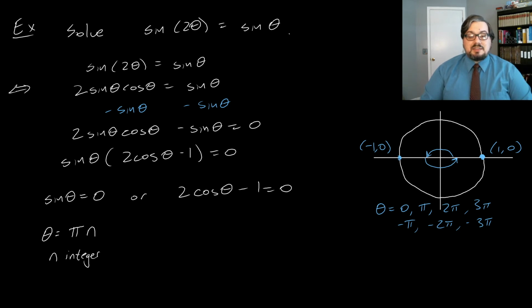Now for 2 cosine theta minus 1 equals 0, that means 2 cosine theta equals 1, which means cosine of theta is equal to 1/2, and we know that there are 2 such angles within a single revolution around the unit circle.